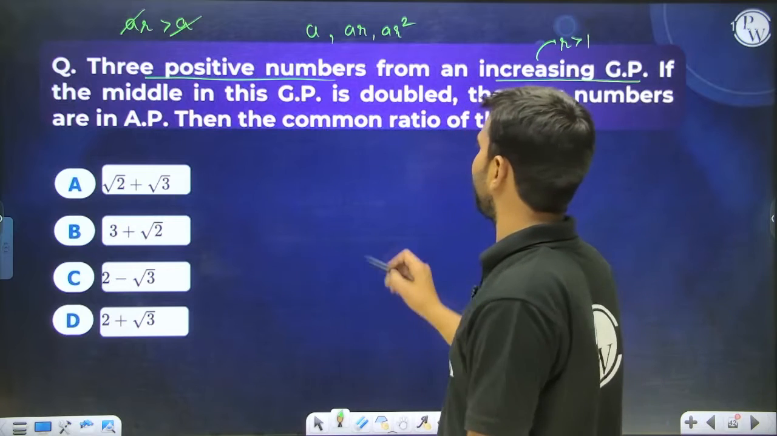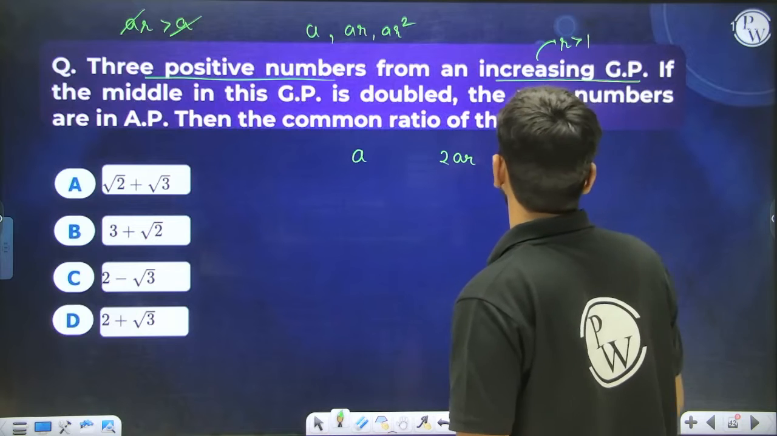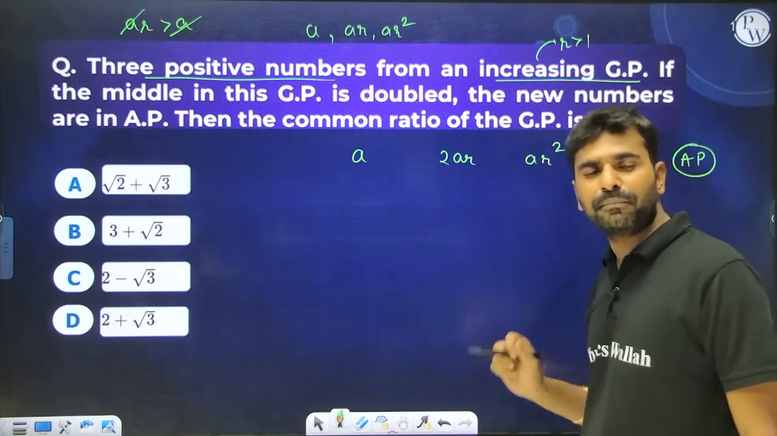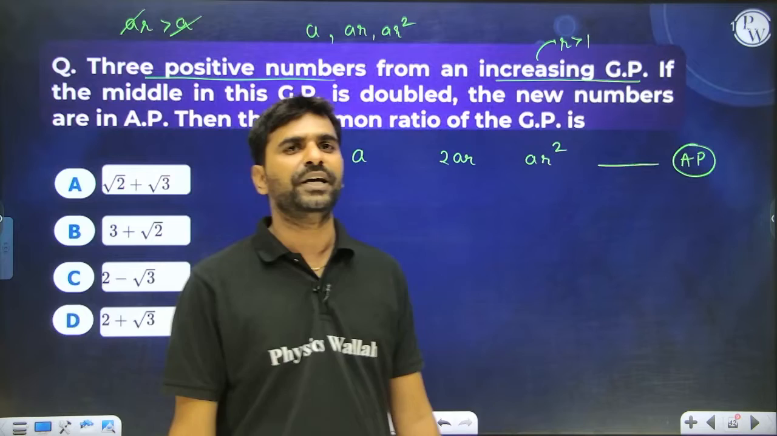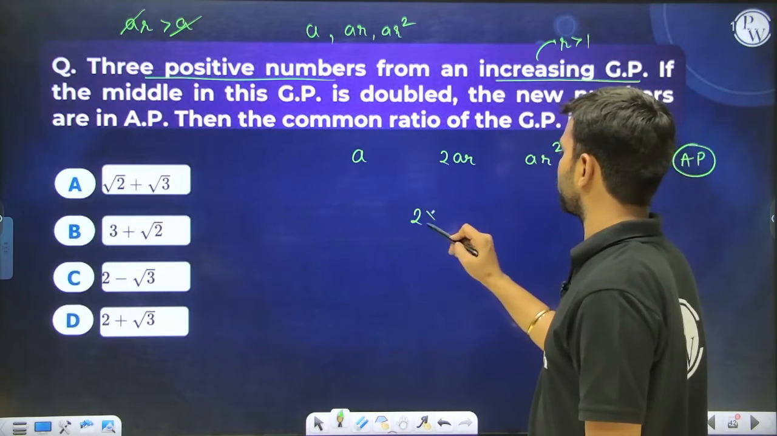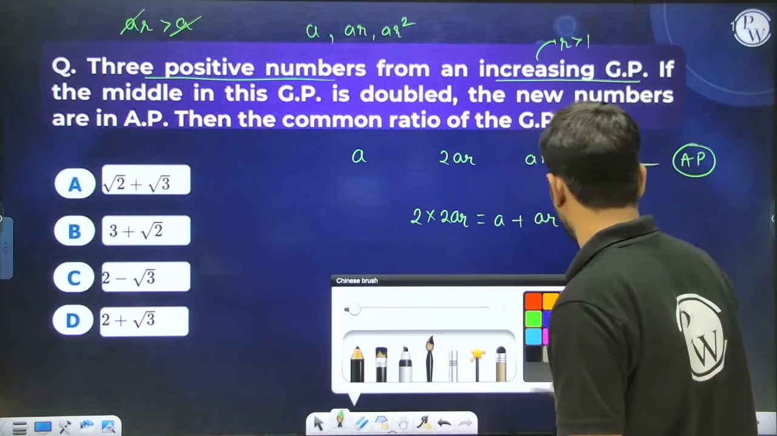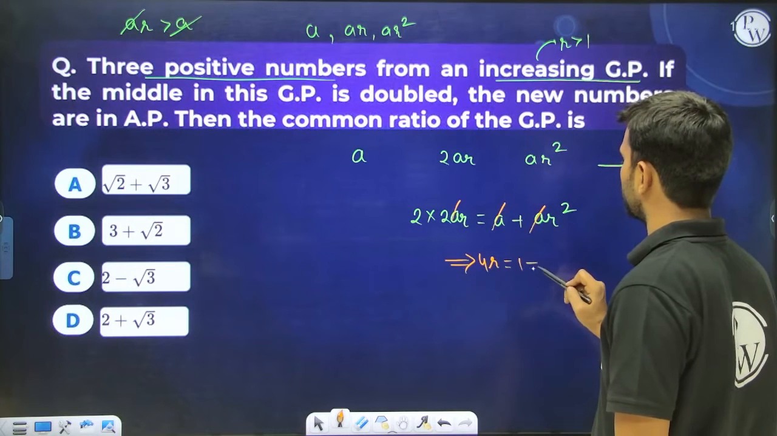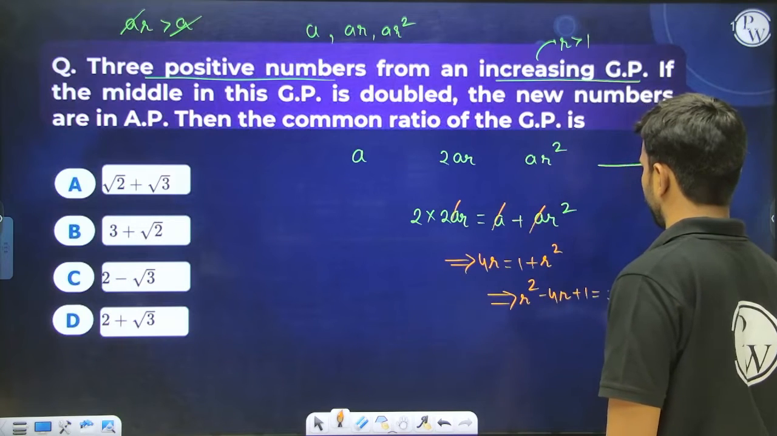If the middle term of the GP is doubled, so if the terms we have made like this, then the question is saying that the new numbers are forming an AP. Okay. So that means what? If 3 numbers A, B, C are in AP, the middle one doubled, that is 2B, equals the sum of the rest 2, that is A plus C. So 2 times the middle one has to be equal to the sum of the rest 2. A can be cancelled from here, and 4R equal to 1 plus R square will come from here, and ultimately this is nothing but R square minus 4R plus 1 equal to 0, which is a quadratic in R.